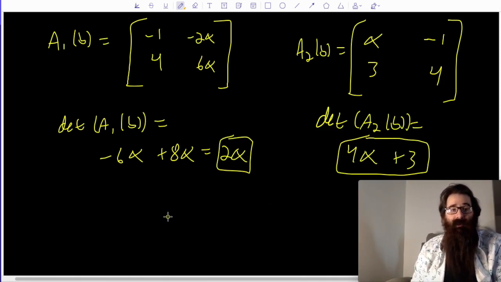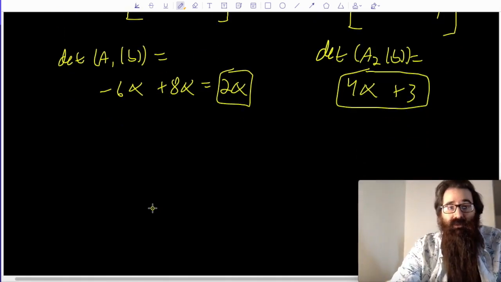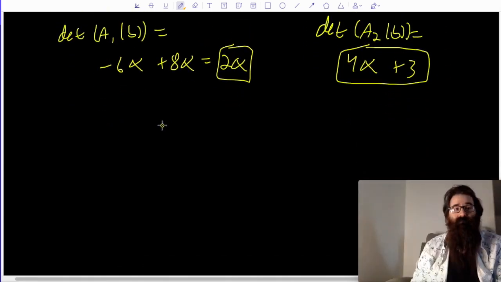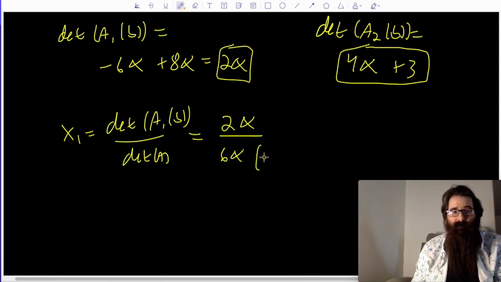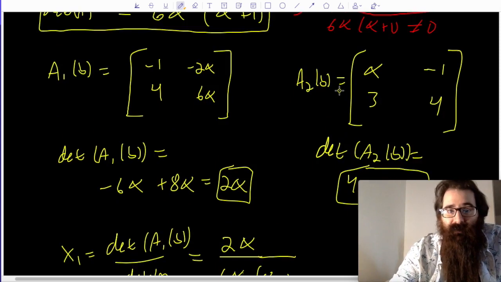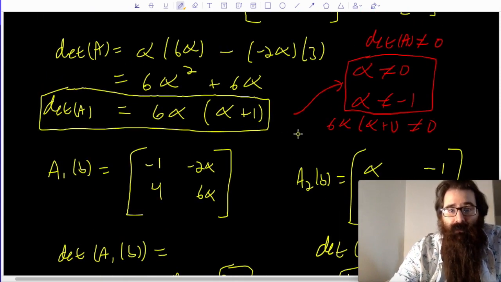But from here, I can build my solution. I can find a closed form for it. So we'll say, well, x sub 1 should be the determinant of A sub 1 at B divided by the determinant of A. Determinant of A sub 1 at B is 2 alpha, divided by determinant of A, what was that? 6 alpha times parentheses alpha plus 1. I don't have a great memory, but I think that's what it was. 6 alpha times alpha plus 1.